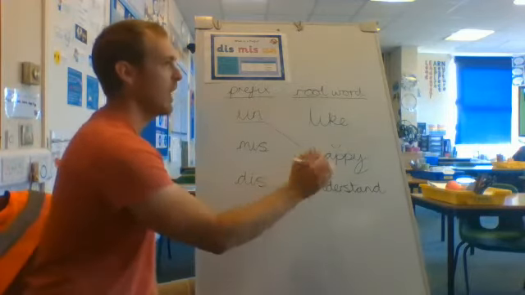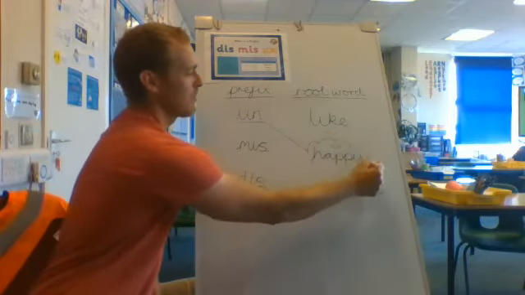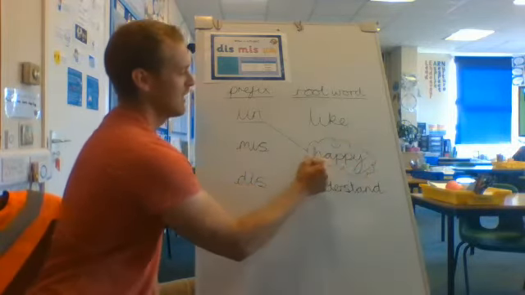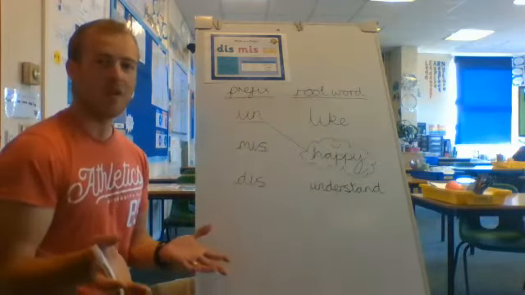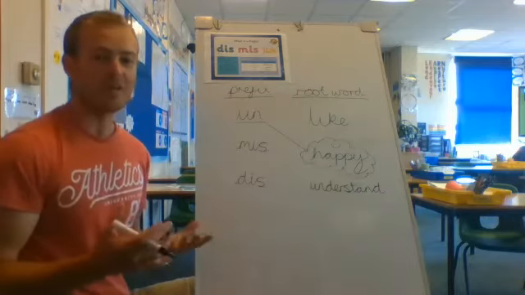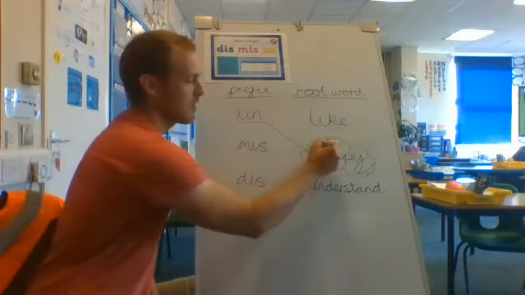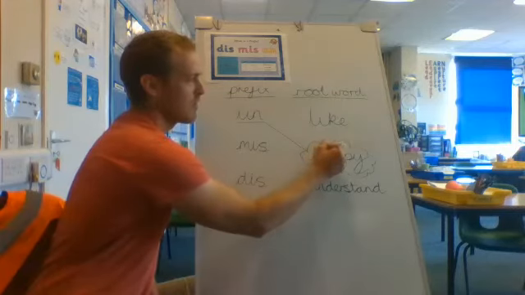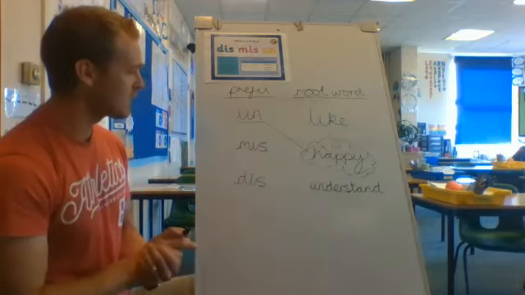So if we've got happy, we know that it's very joyful, it's something that we are enjoying at the moment. But un changes its meaning to its complete opposite. We're not happy anymore. We don't like it. Something's happened to us and we think, oh no, we're down in the dumps. So it turns our smile into a frown. Okay, brilliant stuff. Let's have a look at the next one.